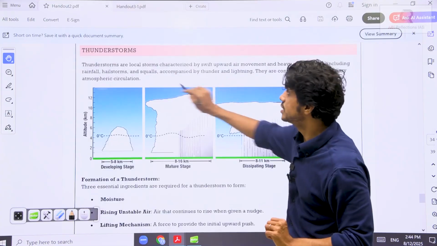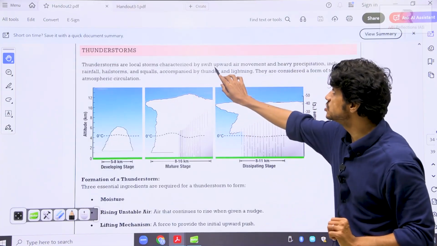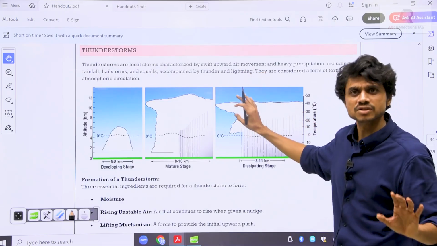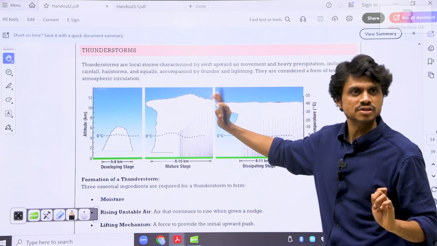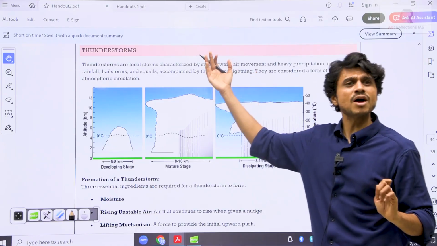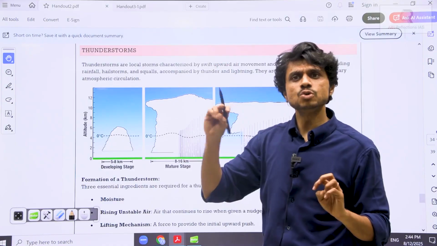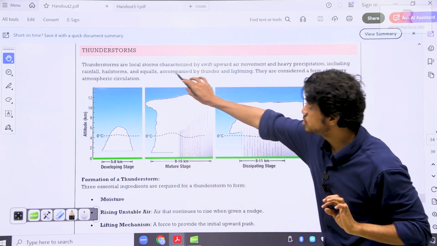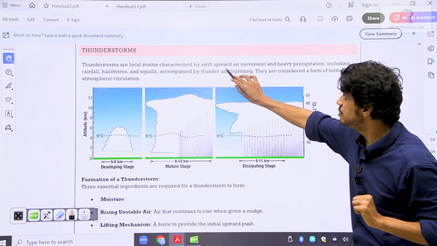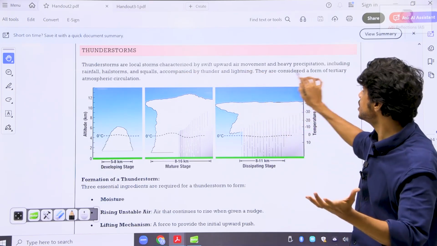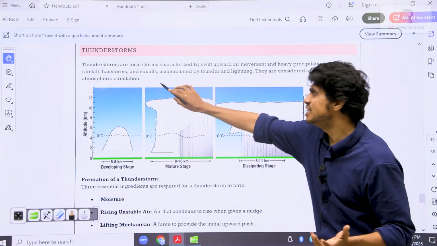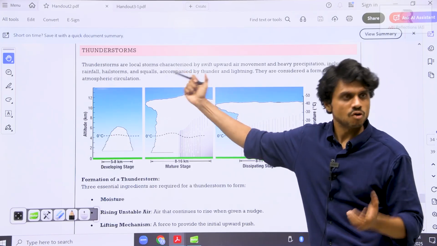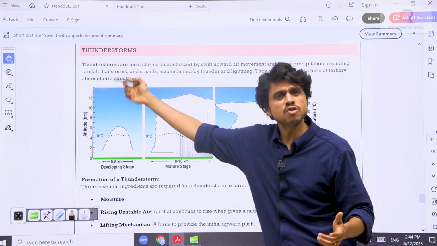So let's read. Thunderstorms are local storms characterized by swift upward air movement. Read, see. Here itself we finish the content. Focus. Don't get distracted even for one minute. Here itself we finished off. Again, after going back home, you don't have to spend much time. Just in 2 or 5 minutes, you can revise the content. You can throw it off once and for all. Okay. So thunderstorms are local storms characterized by swift upward air movement and heavy precipitation, including rainfall and hailstorms. Now these are all forms of precipitation. Once the cloud is formed, it can be different forms of precipitation.